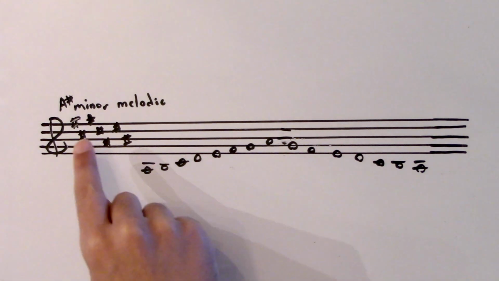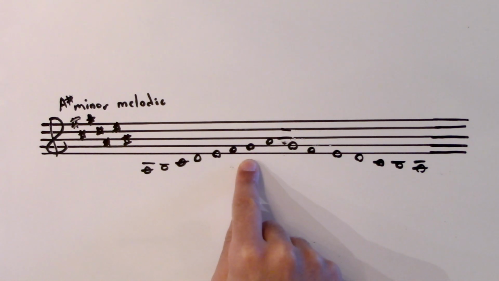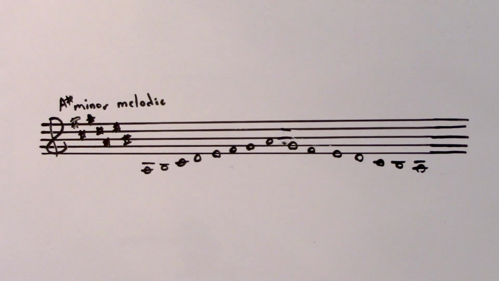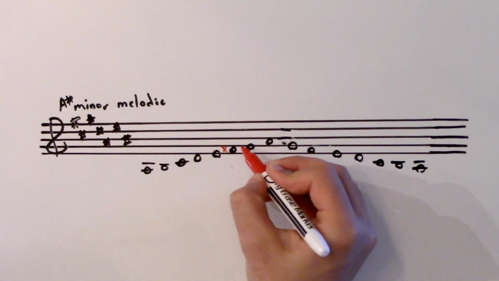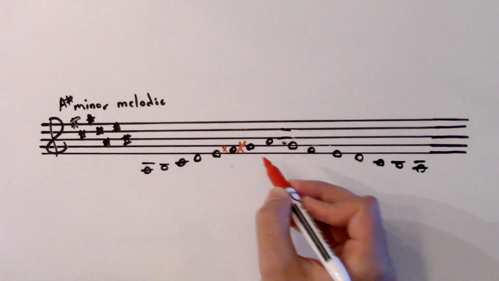The 6th note of an A sharp minor scale is F sharp, and the 7th note of an A sharp minor melodic scale is G sharp. I have to sharpen those. How do we sharpen a sharp? Again, we're using our double sharp symbol. This becomes F double sharp, and G sharp, which is the subtonic, becomes the leading tone by G double sharp.